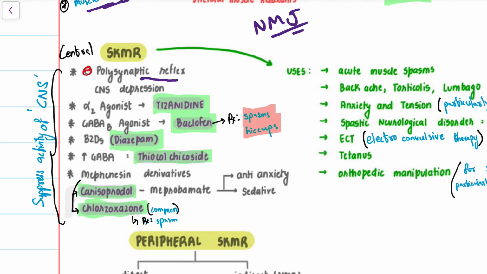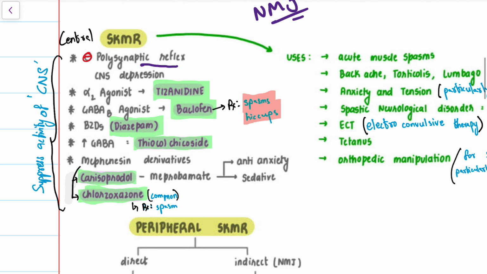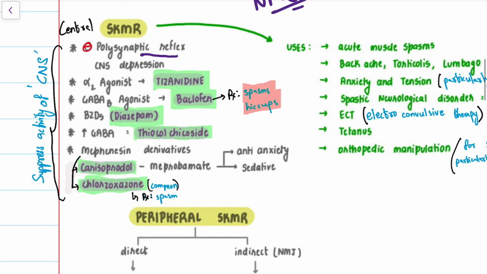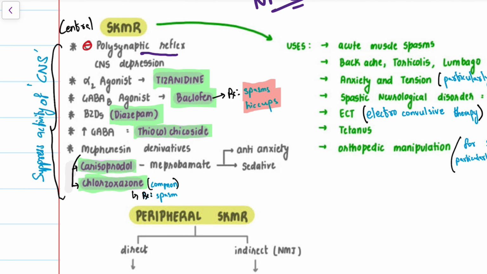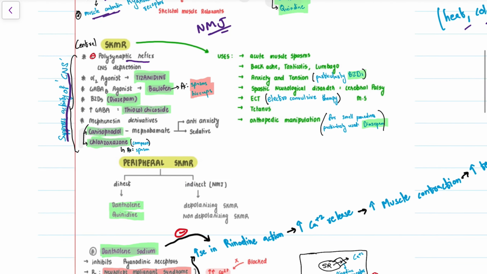I mean, hiccups are normal, but when continuous hiccups happen, which is not usually preferred, it is given. And BZDs, and then these central SKMRs actually increase GABA, such as the drug thiocolchicoside and some mephenesin derivatives. And if you see all these examples, all of them suppress the activity of the CNS. Okay, and this is central SKMRs.